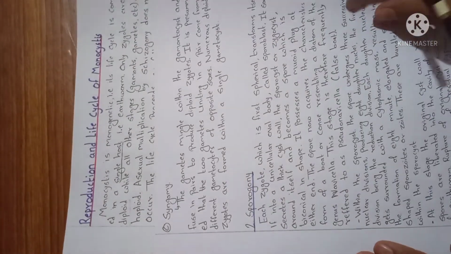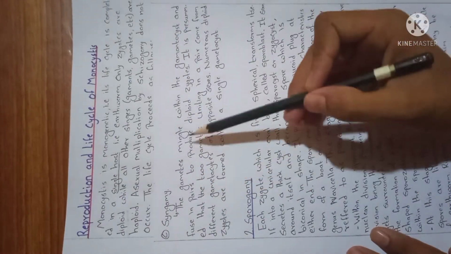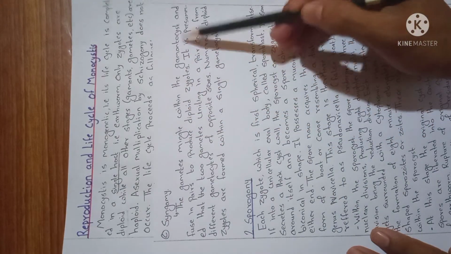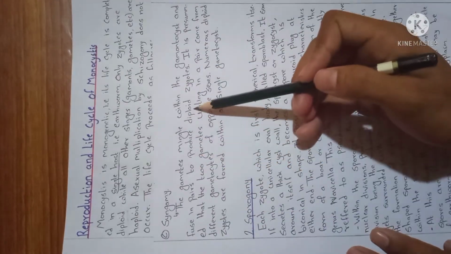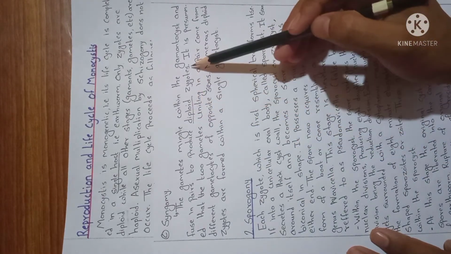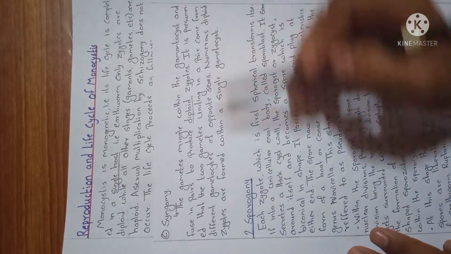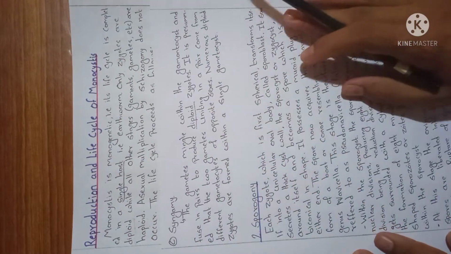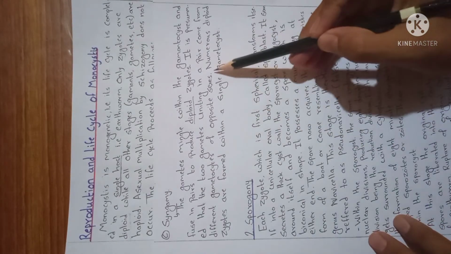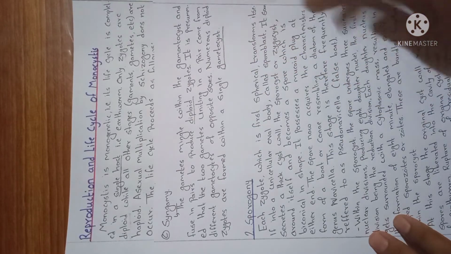For syngamy, the gametes mingle, and the copulation of gametes is known as syngamy. The gametes mingle within the gametocyst wall and fuse in pairs to produce a diploid zygote. Only the zygote is diploid, as we discussed earlier. It is presumed that the two gametes uniting in a pair come from different gametocysts. Different gametocysts form gametes of opposite sex, and they unite and form a zygote within a single gametocyst wall.